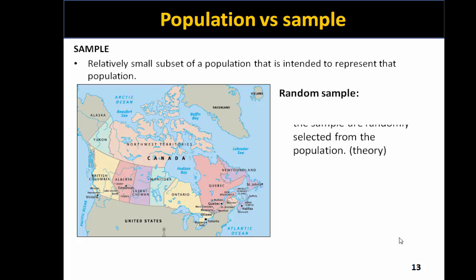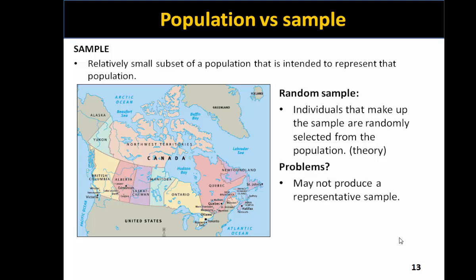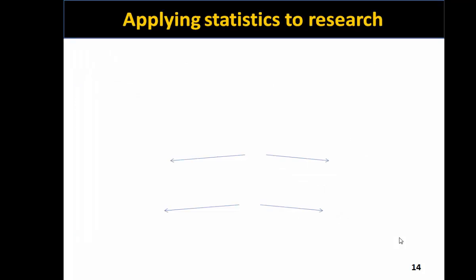Now, again, when we talk about a random sample, we're talking about individuals that make up the sample randomly selected from the population. And this is something that, when we deal with humans, is really in theory. The problem with a random sample is that it may not produce a representative sample of that population. So in reality, it's very difficult to randomly select people to study, and we'll take a look at the reason for this in a subsequent video in Unit 1.